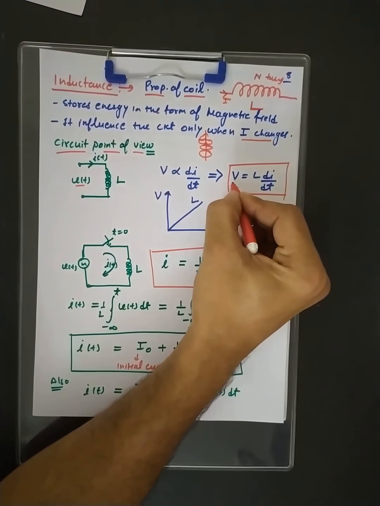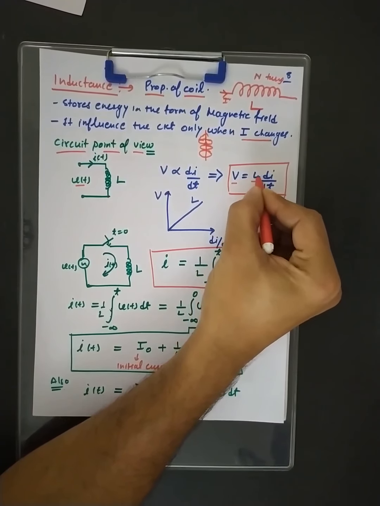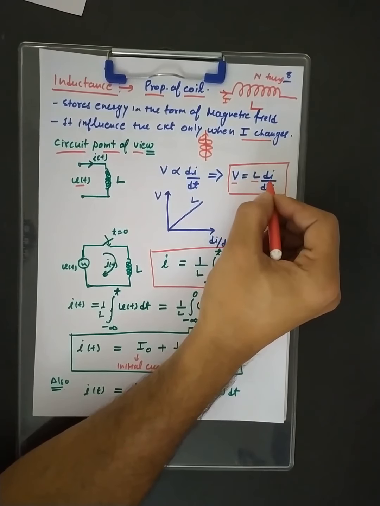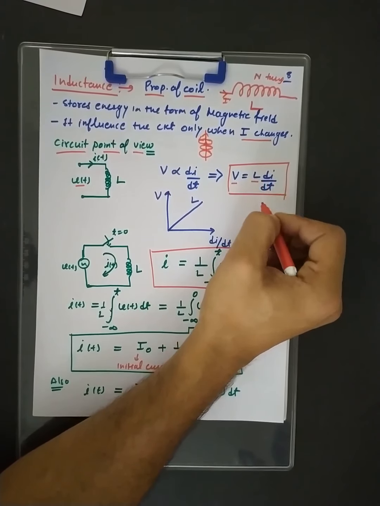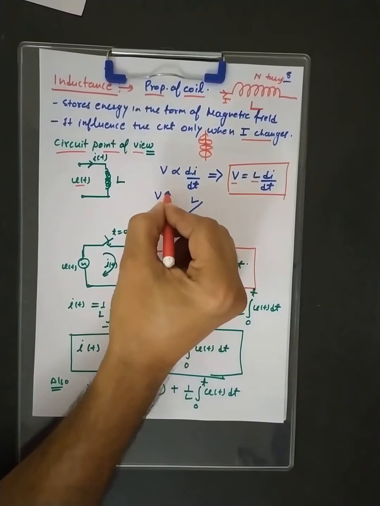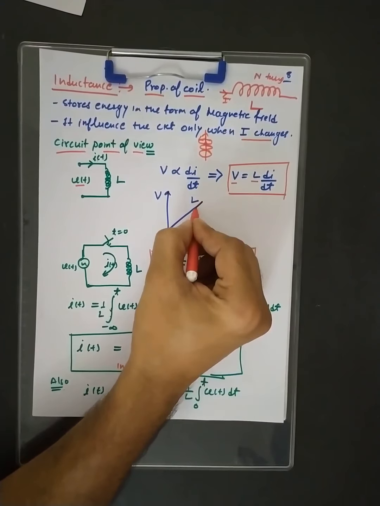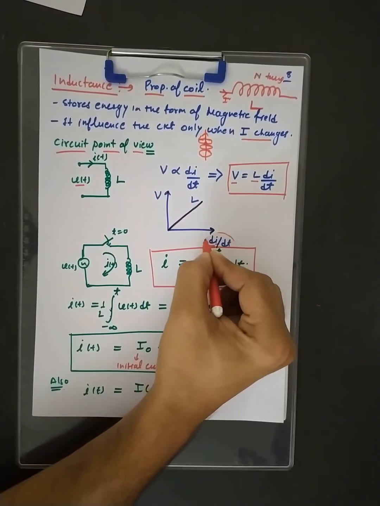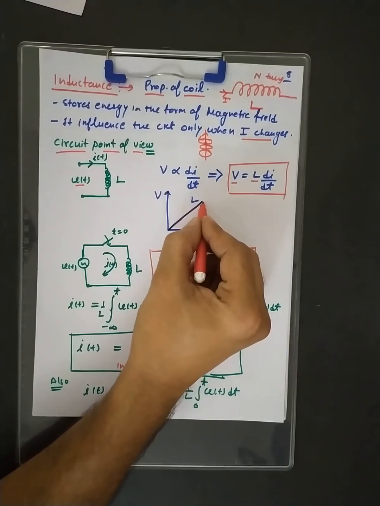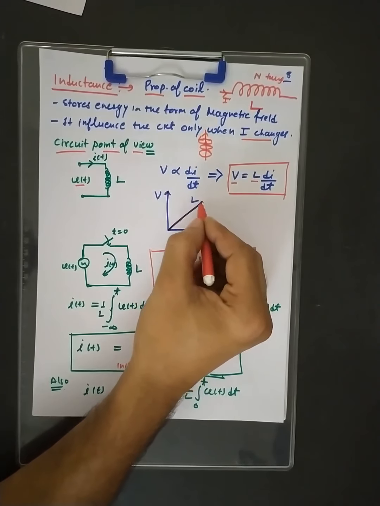So voltage in an inductor is given by V = L di/dt, where L is the inductance, whose unit is Henry, and di/dt is the rate of change of current. Graphically also we can represent voltage, and inductance is given by this line. It represents that only whenever there is a rate of change of current will you get a voltage across the inductor.